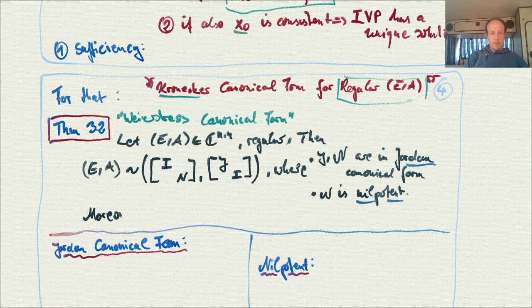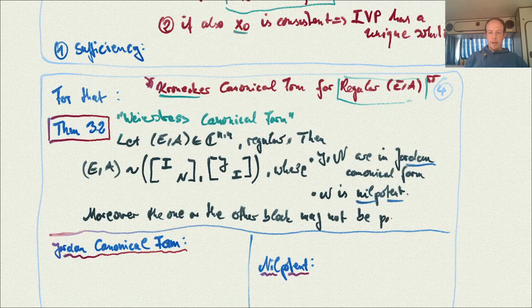Moreover, the one or the other block may not be present. So it may happen that either this first block here, the IJ part, will not be present.